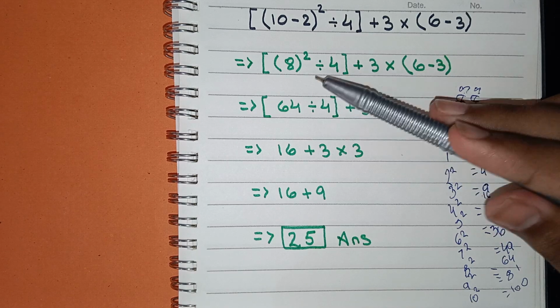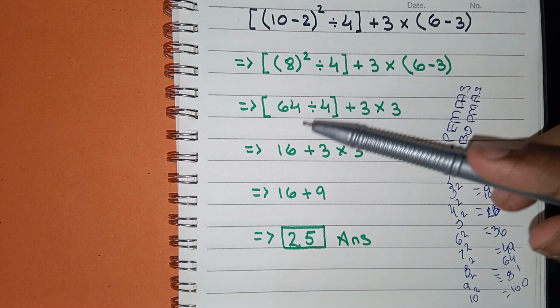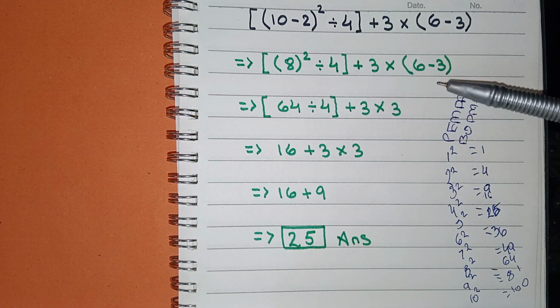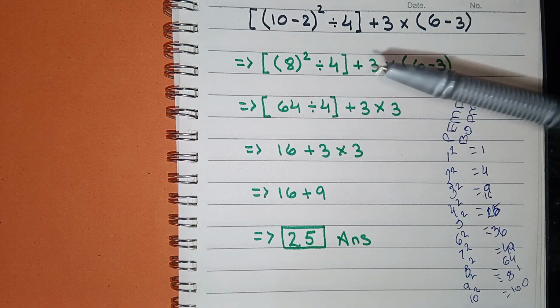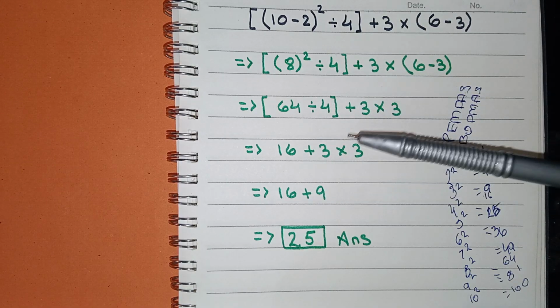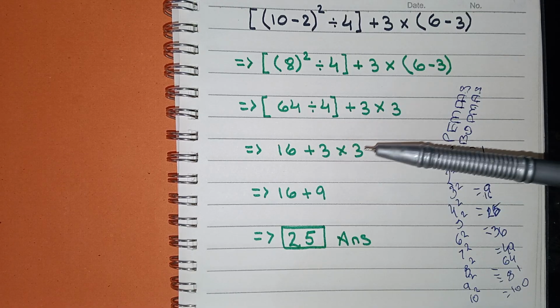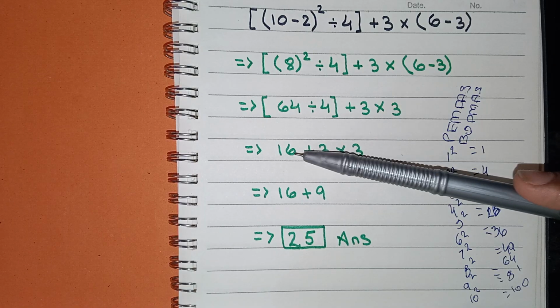So this 8 square over here is 64. 64 divided by 4, bracket, plus 3 into 3, because 6 minus 3 is equal to 3. Then 64 divided by 4 gives 16, and plus 3 multiplied by 3 will be written as it is. Then according to BODMAS and PEMDAS, we will solve 3 into 3. We will not solve 16 plus 3, because that is the wrong method.